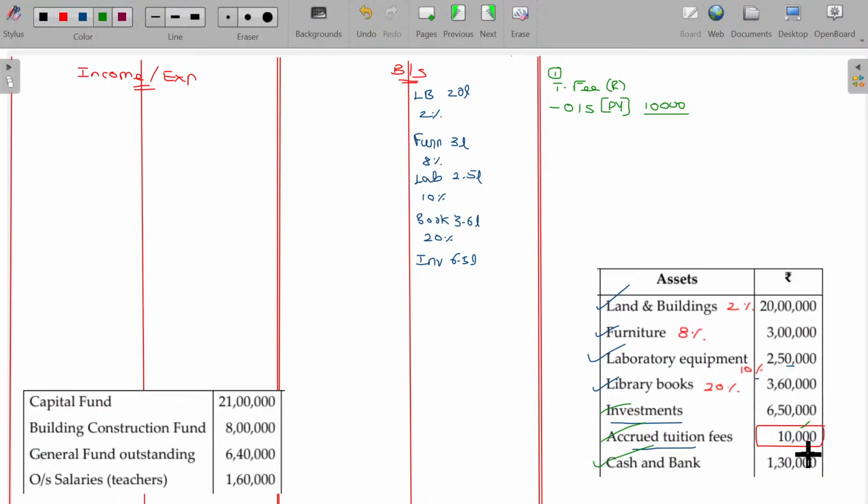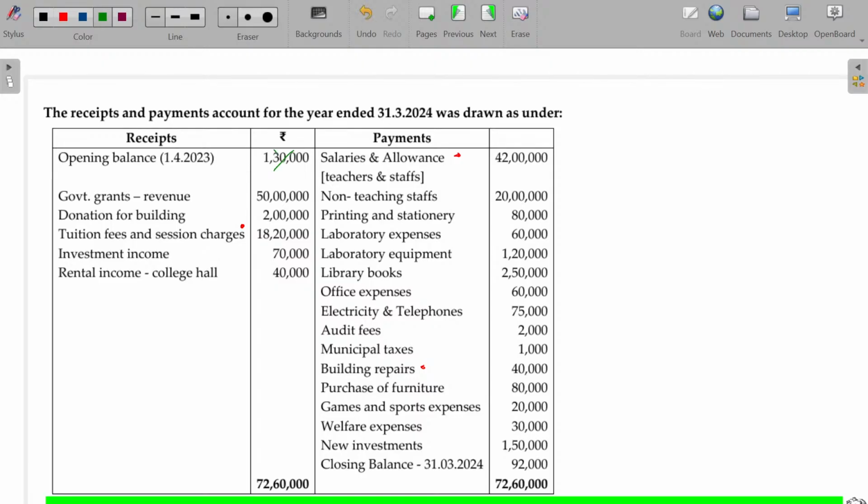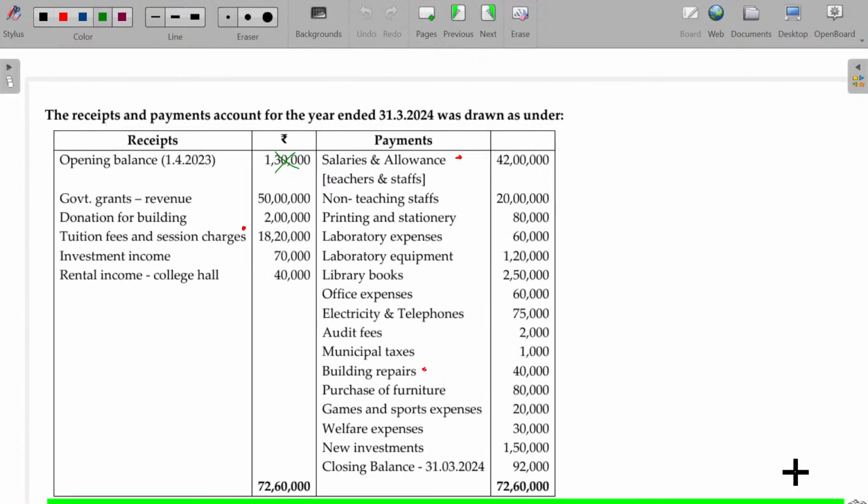What about this cash and bank, sir? This cash and bank requires no posting, because directly go and see the receipts and payment where this may be appearing as the opening balance. Mutually cancel. Here 130, here 130, cancel. The cash and bank balance given in the opening balance sheet will be the opening balances in the receipts and payment. You need not post that. It is also not posted and it is also not posted.